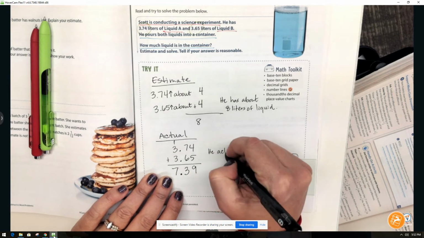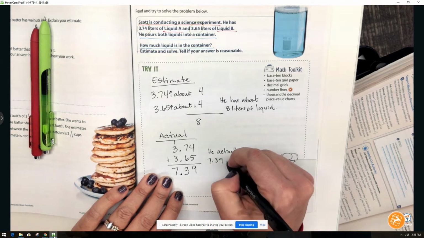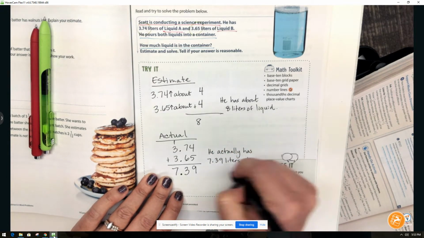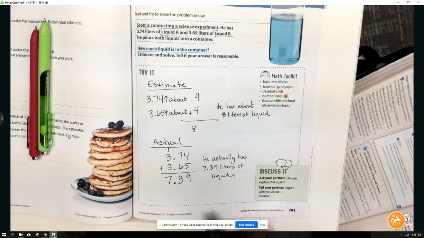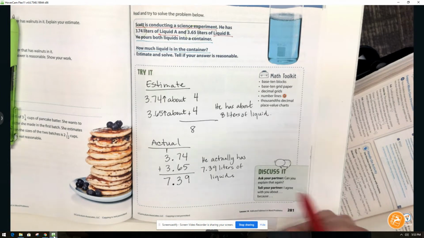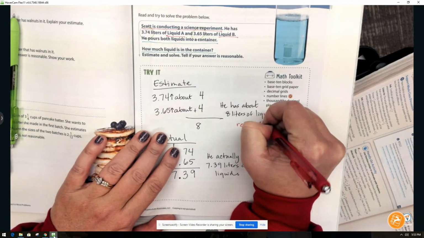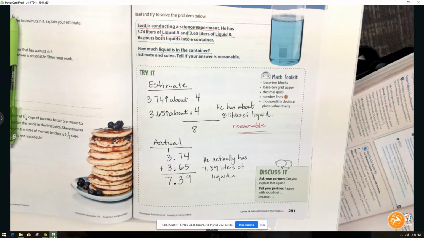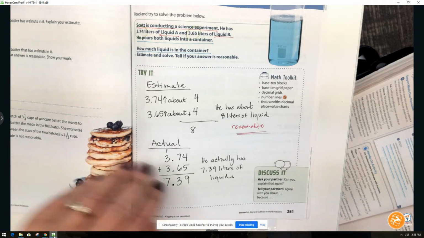He actually has 7.39 liters of liquid. So our actual answer is 7.39. Our estimate was 8 liters. Is 7.39 close to 8 liters? Yes, it is. So therefore, our answer is reasonable. Our answer is reasonable because our estimate was close to our actual answer. Go ahead and go to page 282.